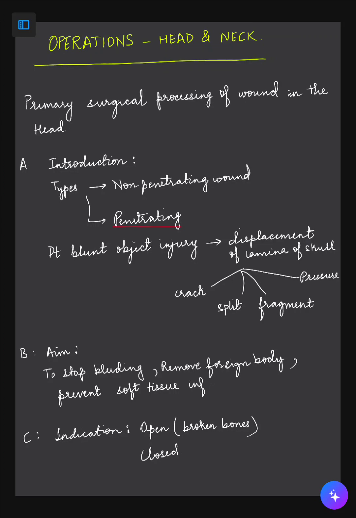Now, if there is a pointed blunt object injury, then displacement of lamina of the skull is taking place, and there are four types of displacement of lamina of the skull: cracked, split, fragment, and pressure. Now, what is the aim of this surgical processing of wound in the head? To stop the bleeding, remove the foreign body, and prevent soft tissue infection. Now, there are two types, open and closed.